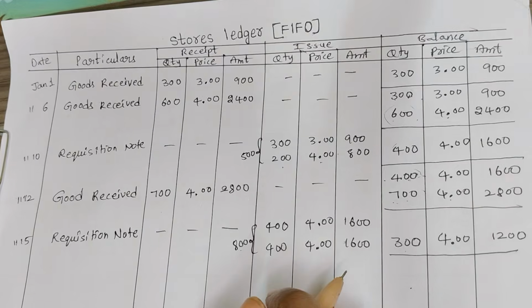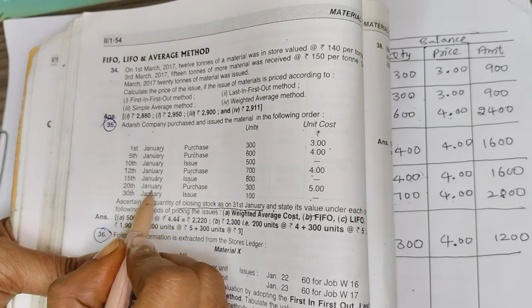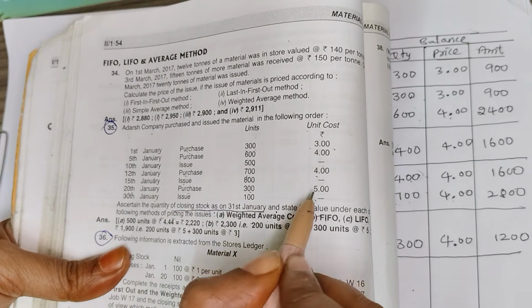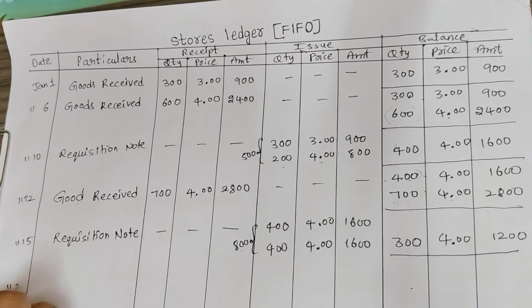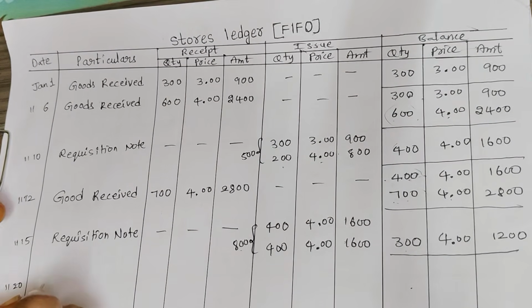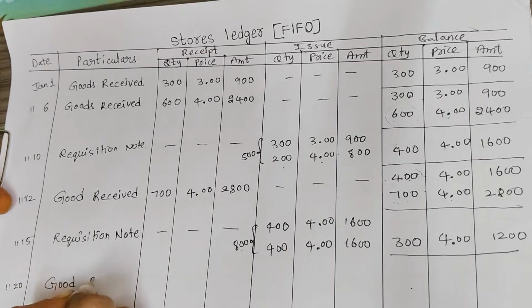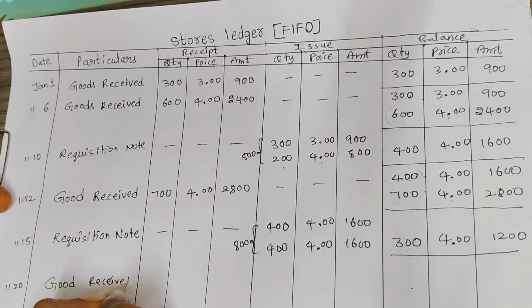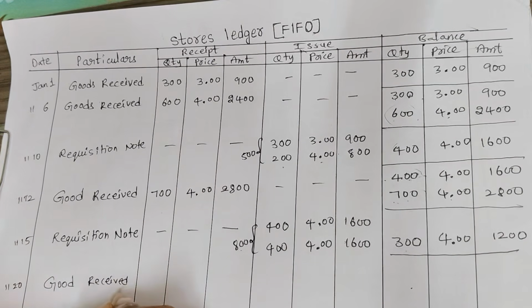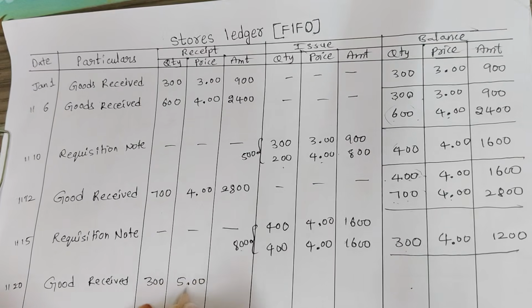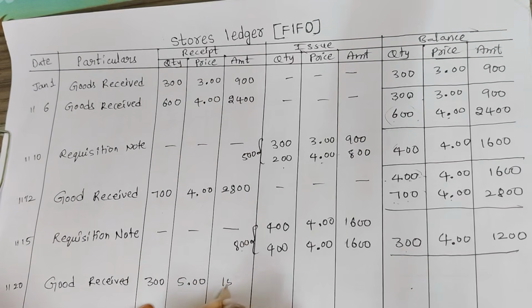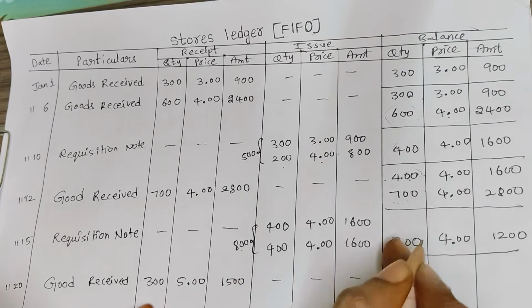And next, 20th Jan, purchase 300 units at the rate of 5 per unit. 20th Jan, purchase is there. Purchase means goods received. Okay, so when you are receiving goods, we will write under receipt column. How many goods we received? 300 at the rate of 5 per unit. Okay, 300 into 5, how much? 1500. Okay, then you need to show balance.